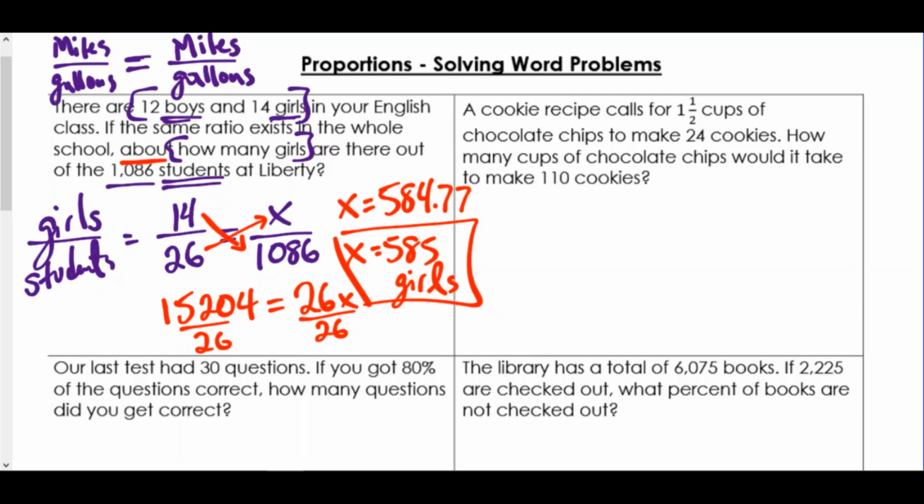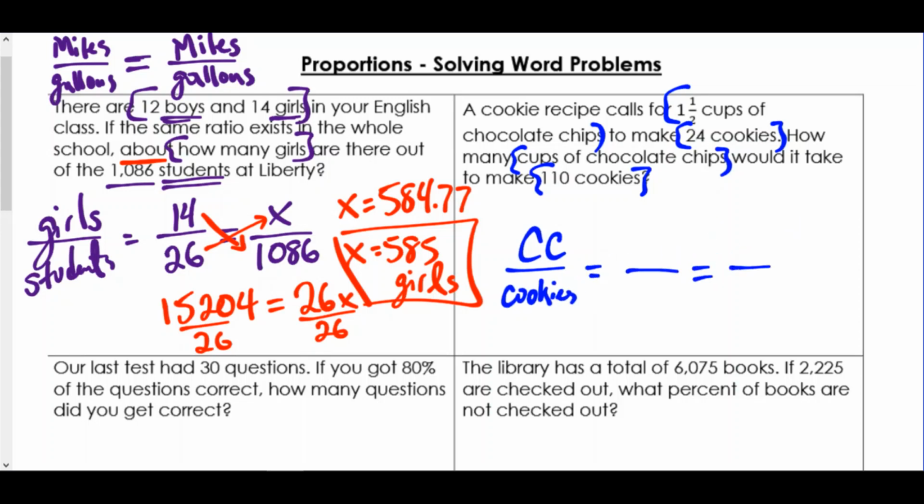On the second one, we are talking about a cookie recipe that calls for 1.5 cups of chocolate chips to make 24 cookies. So it seems like I'm comparing chocolate chips and cookies at first. How many cups of chocolate chips would it take to make 110 cookies? That's exactly what I'm comparing. I'm going to abbreviate that as chocolate chips compared to cookies. That is my word ratio.